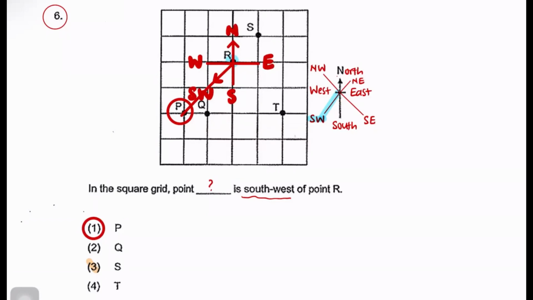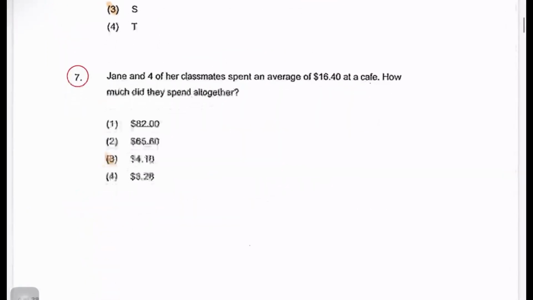Okay, the next one. You guessed this question. No, you are standing at point R. So S is in your northeast direction. Oh, that is a problem with understanding the question. All right. Question 7.